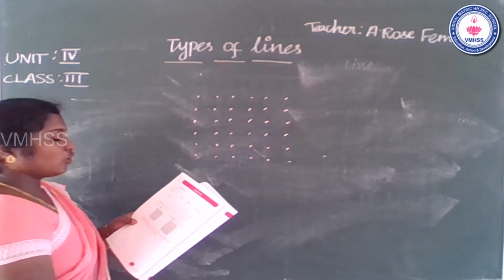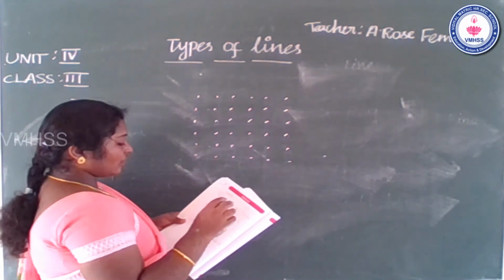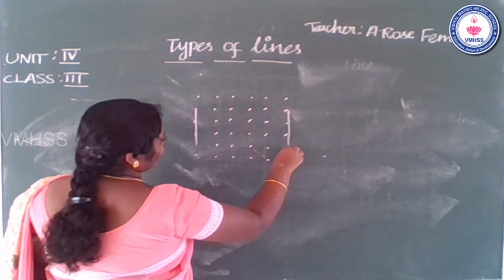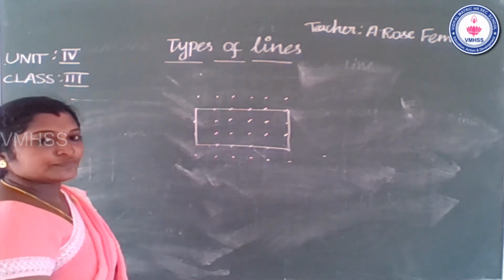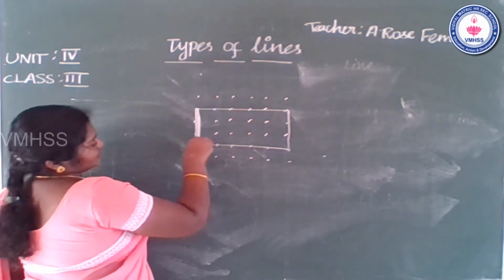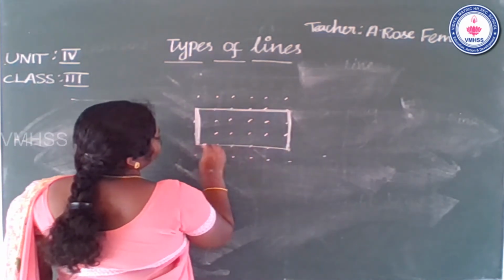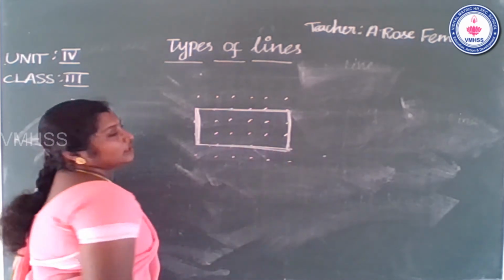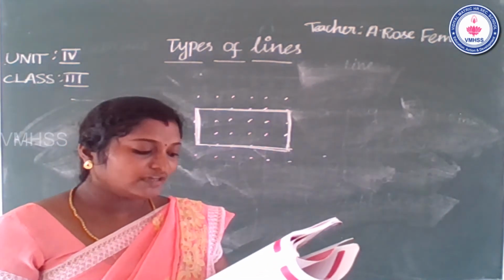How to draw shapes using a dot grid. For example, we draw one rectangle. See there: this is the length and this one is the breadth. This is the breadth. This is only an example of drawing shapes using a dot grid.